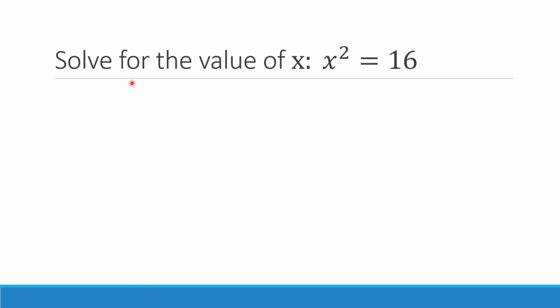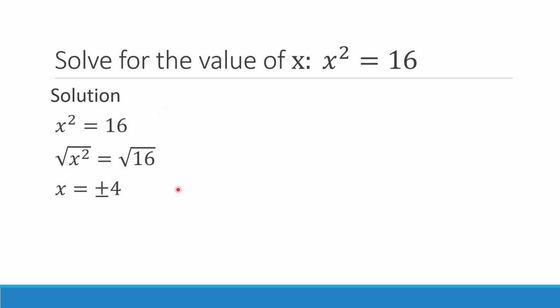Let's have this problem. Solve for the value of x in the equation x squared is equal to 16. Now working with that, let's have our solution. Copying the original equation, x squared is equal to 16. Let's extract the square root. So the square root of x squared is equal to the square root of 16. Now our answer is x is equal to plus minus 4, or positive negative 4. And therefore we can conclude that x equal to 4 and x equal to negative 4.